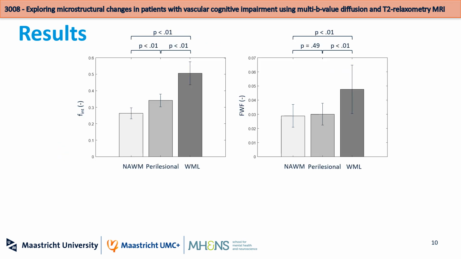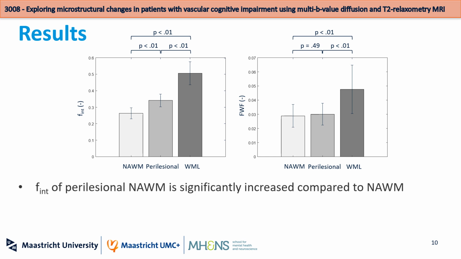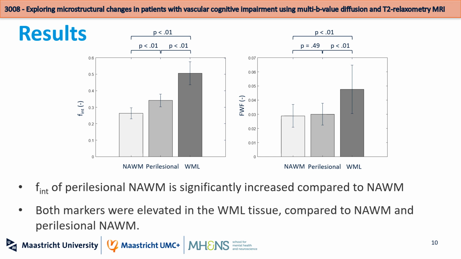Next, we assess differences between normal appearing white matter, lesions, and perilesional tissue. First, we observe that the intermediate fraction is significantly increased in perilesional white matter compared to the normal appearing white matter. Furthermore, for both markers, the white matter lesions exhibit higher water content compared to the normal appearing and perilesional white matter tissue.